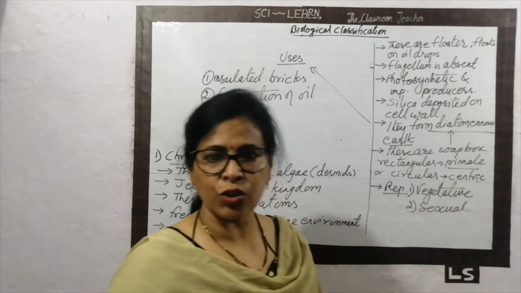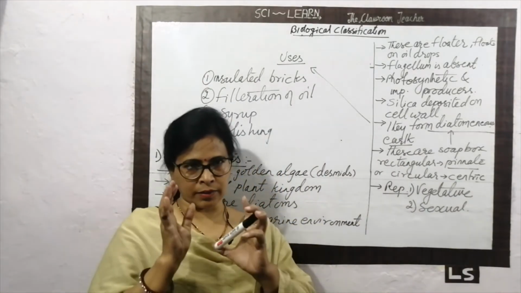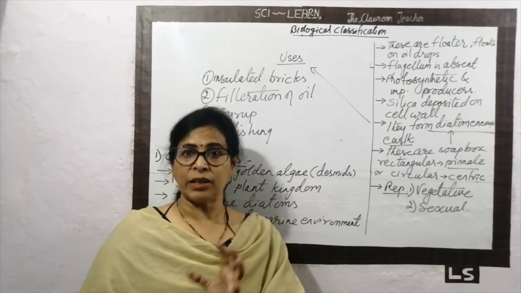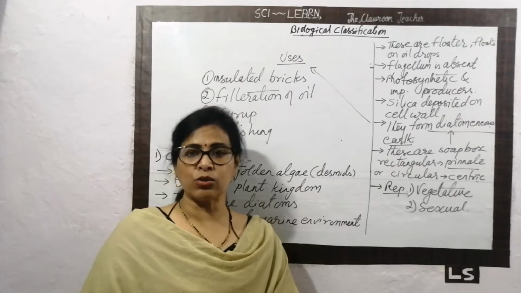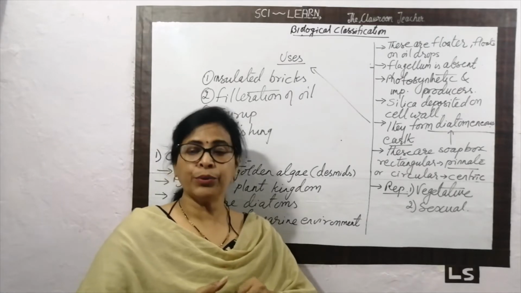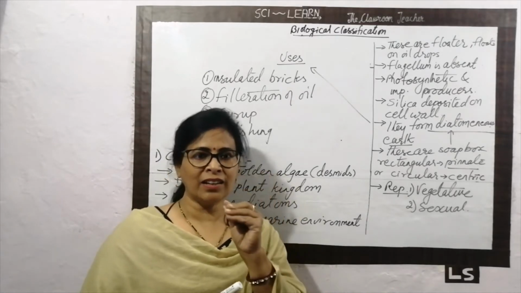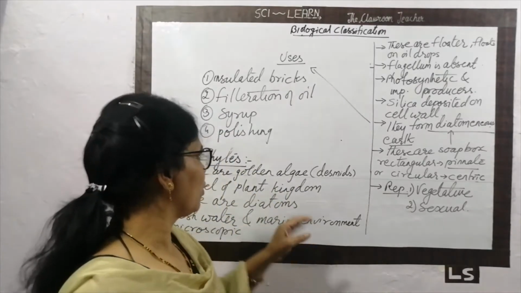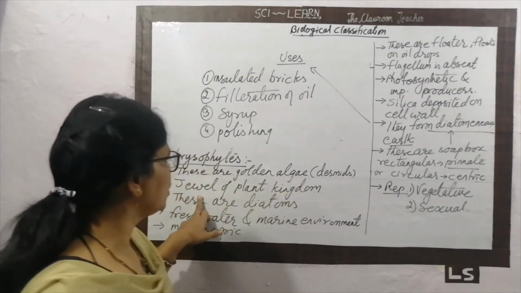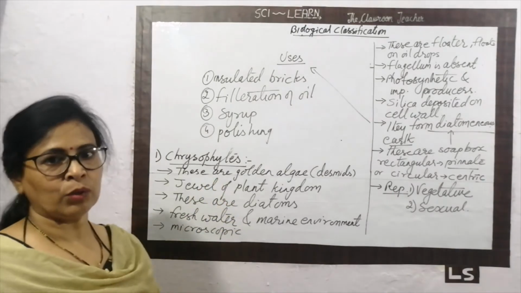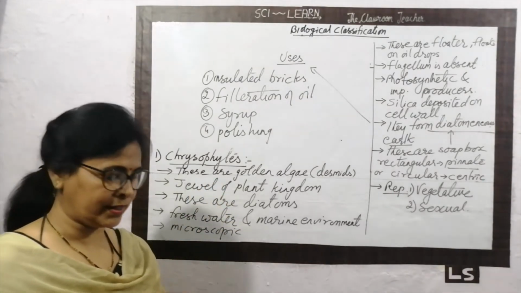And this first group is called the diatoms group, or the Chrysophytes. Okay? Due to the deposition of silica, this is ornamental, so we call it the golden algae or the jewel of the plant kingdom. So this is about the Chrysophytes.